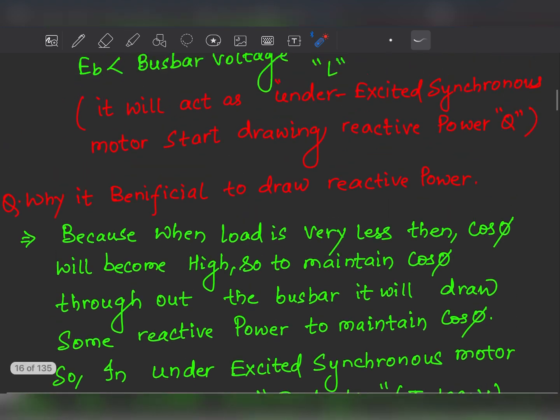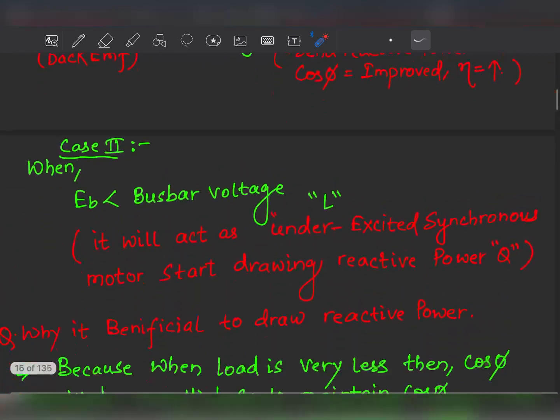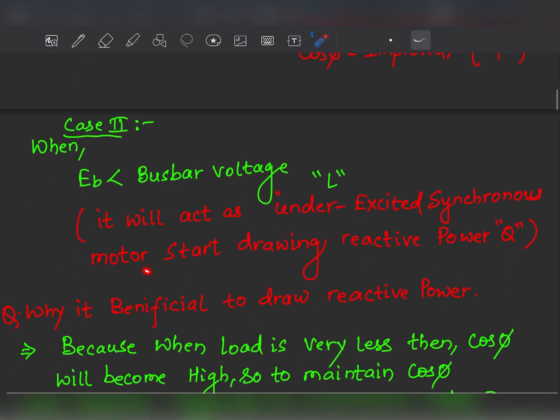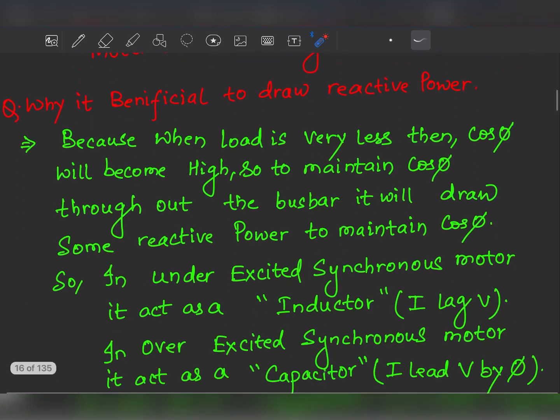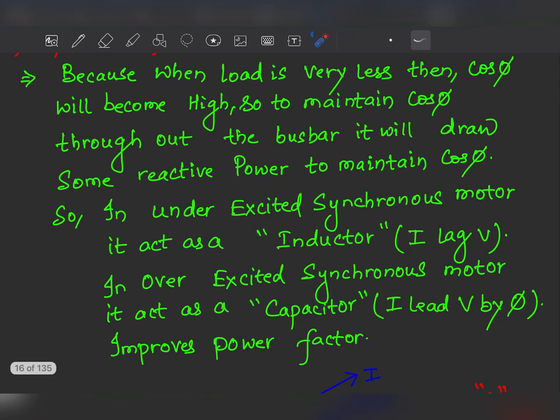So at that time we run this synchronous condenser in under excited mode, so that it will start drawing reactive power and maintain the power factor throughout the circuit. At that time it will act as an inductor, because it will draw the reactive power to maintain the power factor. Okay, the surveyor will ask you this question also. So now I think you can understand this very well.